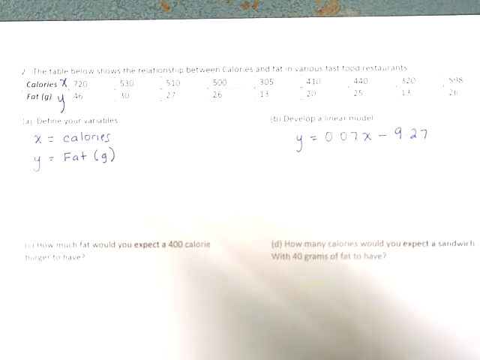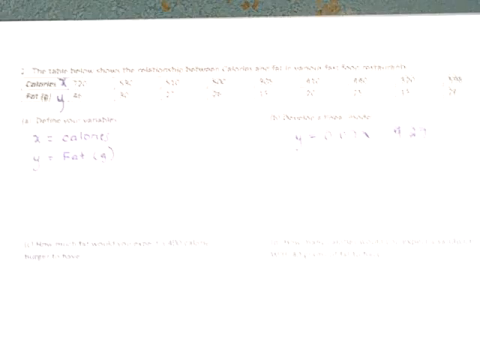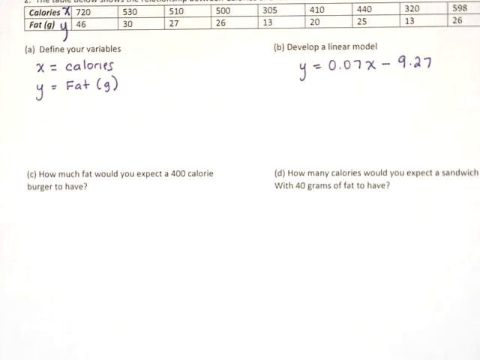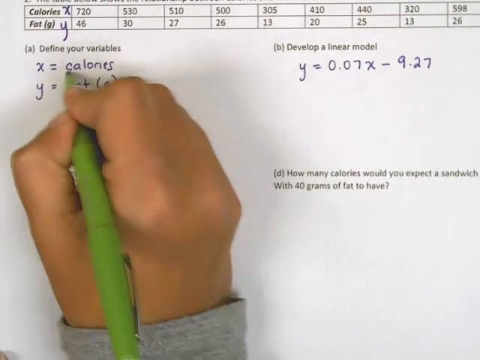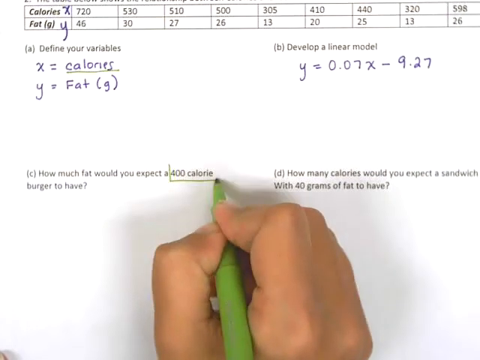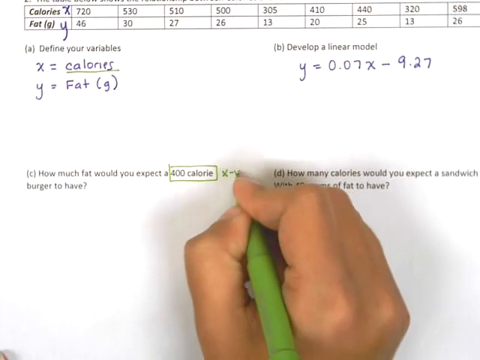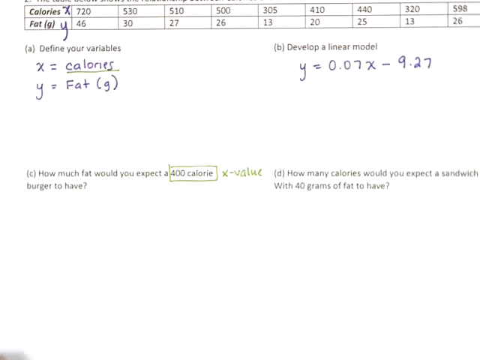Now once I have that equation all figured out, I'm going to go ahead and figure out how much fat you would expect a 400 calorie burger to have. Now in this problem, the calories is the x. So since this says 400 calories, this would be an x value, which means I'm going to plug it into my equation instead of the x.